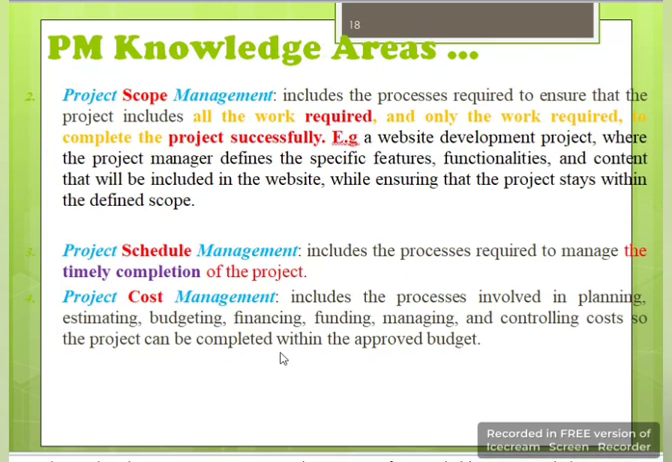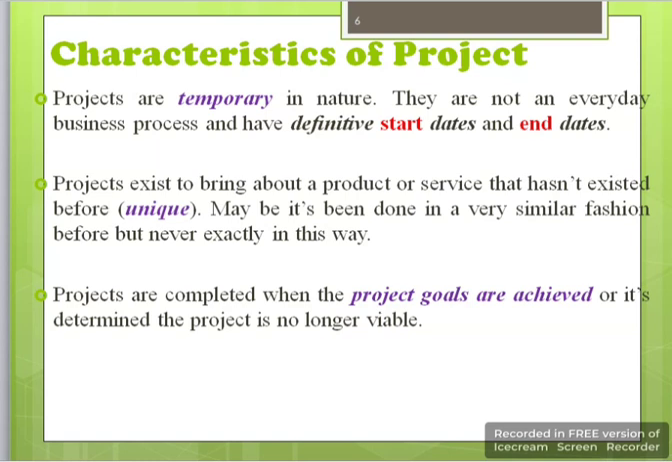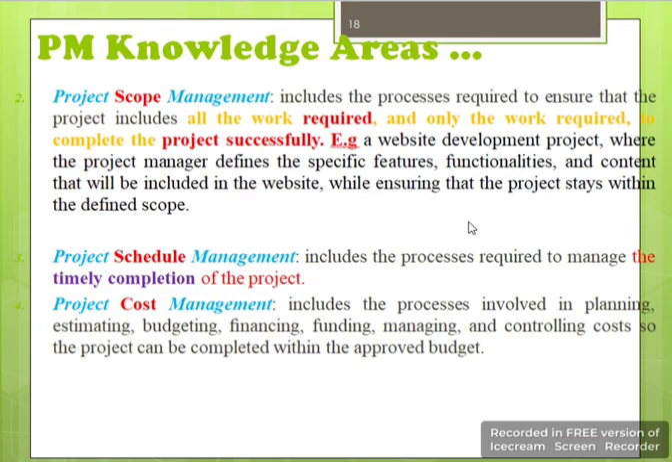2. Project scope management includes the processes required to ensure that the project includes all the work required and only the work required to complete the project successfully. Examples of project scope management: let's see a website development project where the project manager defines the specific features, functionalities, and content that will be included in the website while ensuring that the project stays within the defined scope.